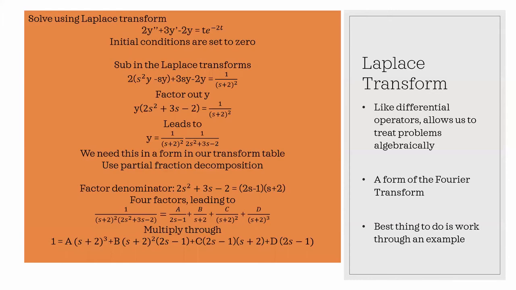So the next step after doing this is to set our original fraction equal to the sum of our 4 factors as fractions, with our numerators being unknown variables. So now that we've done that, we have our original fraction equal to a over 2s minus 1 plus b over s plus 2 plus c over s plus 2 squared plus d over s plus 2 cubed. Now how do we solve for our unknowns? First thing, multiply through. So we take our original denominator and we multiply all the way through, so we wind up with 1 is equal to big long function.